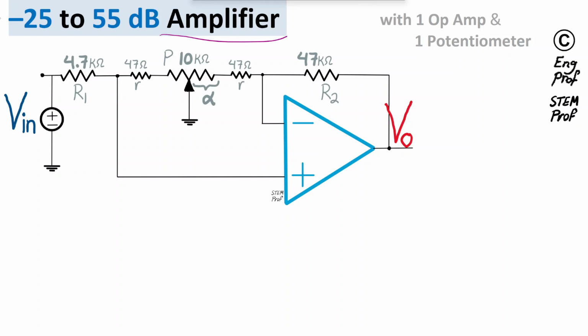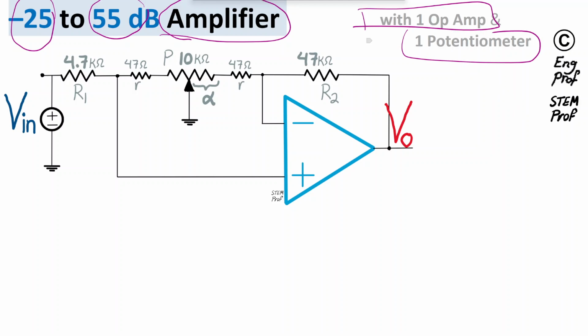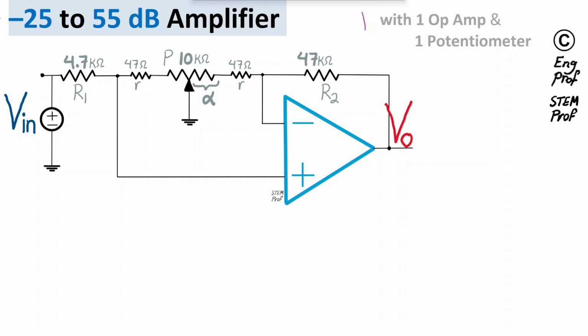How to design an electronic amplifier that can implement a wide range of gain, from attenuation to, let's say, a sizable gain, using just one op-amp and one potentiometer is discussed in this video. In this implementation, we are realizing an attenuation of minus 25 dB to a gain of plus 55 dB, a substantial dynamic range, let's say about 80 dB of gain range, just using one operational amplifier and one variable resistor.